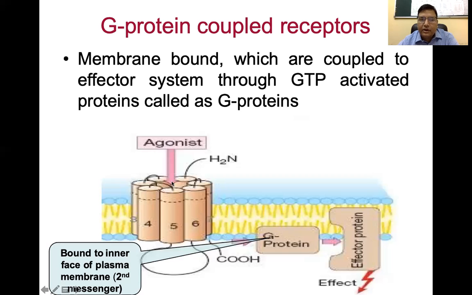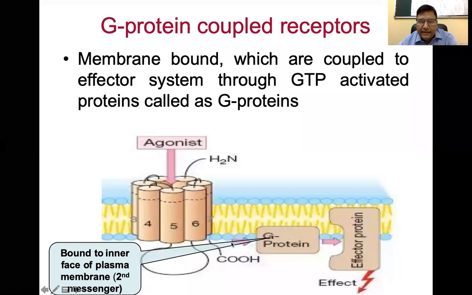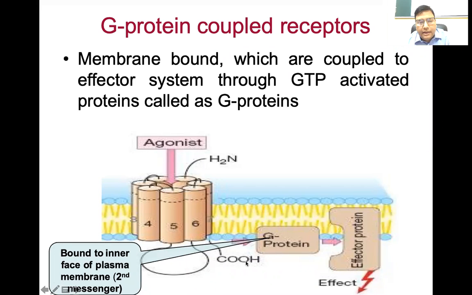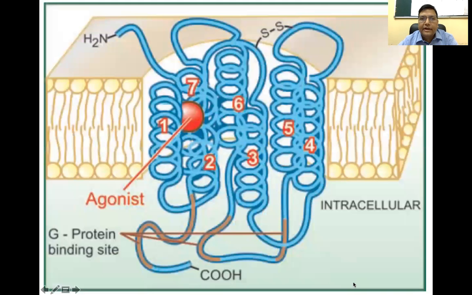The agonist or the antagonist comes and binds to these receptors, and on the inner side of this membrane is present the G protein. The binding of the agonist will lead to activation of this G protein, which is the secondary messenger over here. It gets activated, then it goes and binds to the effector, produces effector protein and then produces the effect. This is how G protein coupled receptors act.